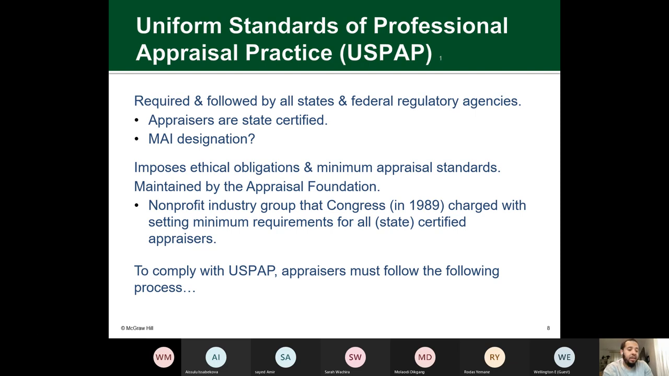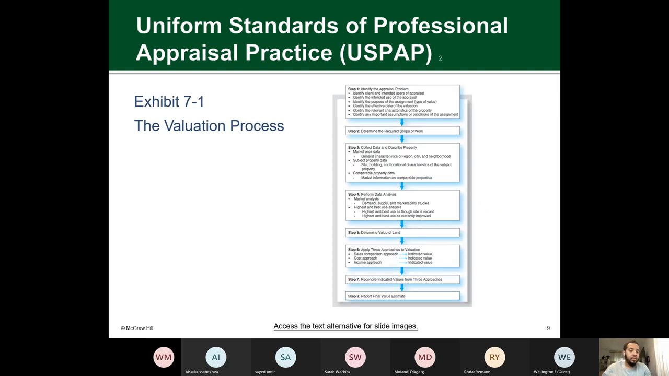They have to follow ethics standards and appraisal standards. Each state is different, but the practice and the standards and the codes are pretty much the same. It's kind of hard to see, but that's the valuation process.